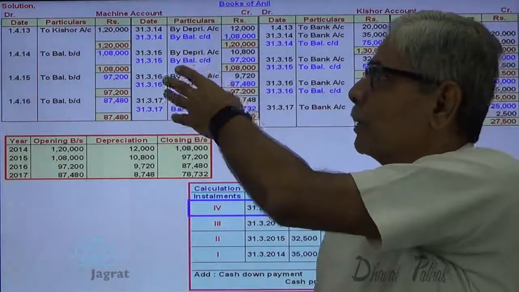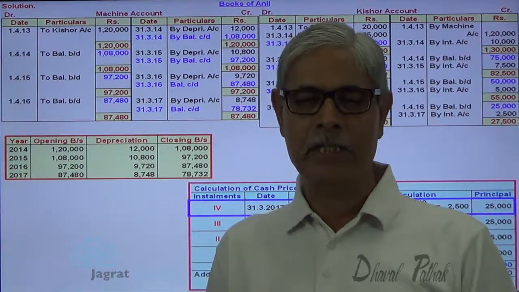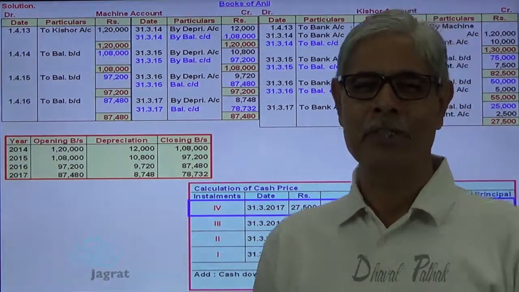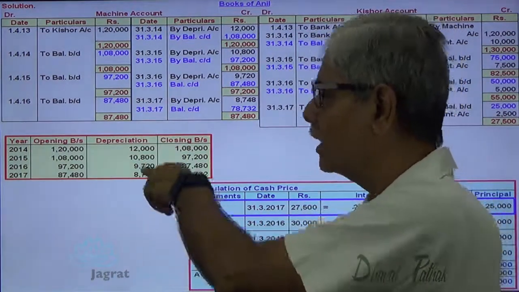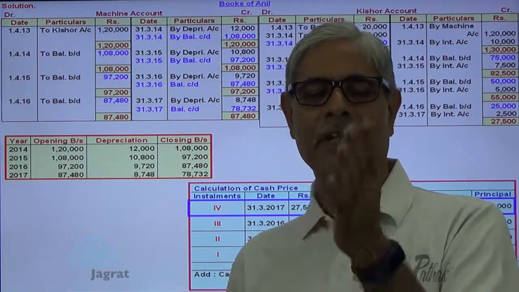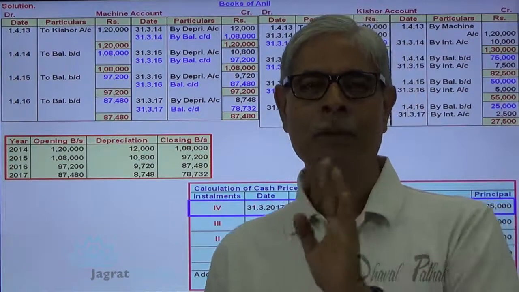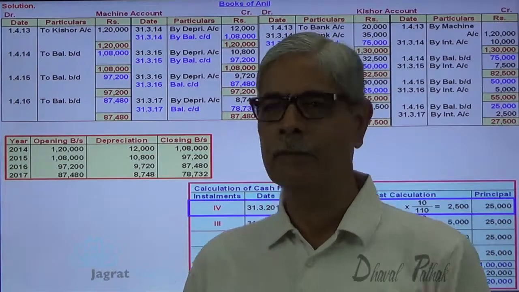So machinery account, vendor account is prepared. I have not prepared depreciation account and interest account. Even if you want to prepare depreciation account on annual basis, all this depreciation will be debited every year to the depreciation account, and the depreciation account gets transferred to profit and loss account. So depreciation account will be credited by profit and loss account with the transfer entry.